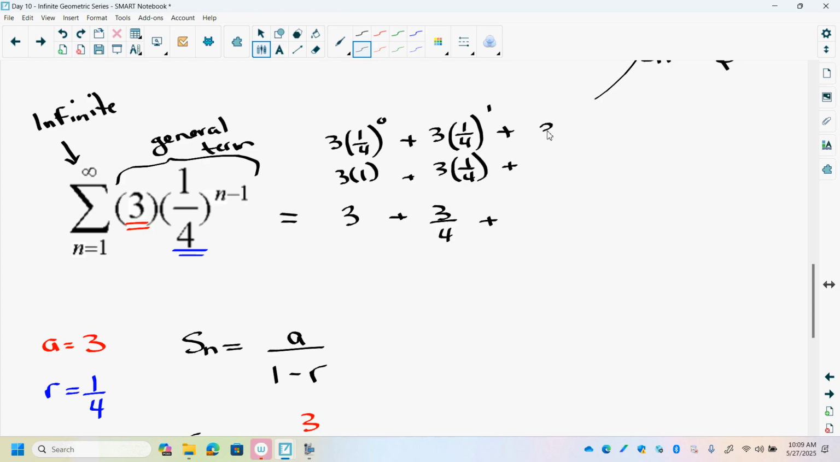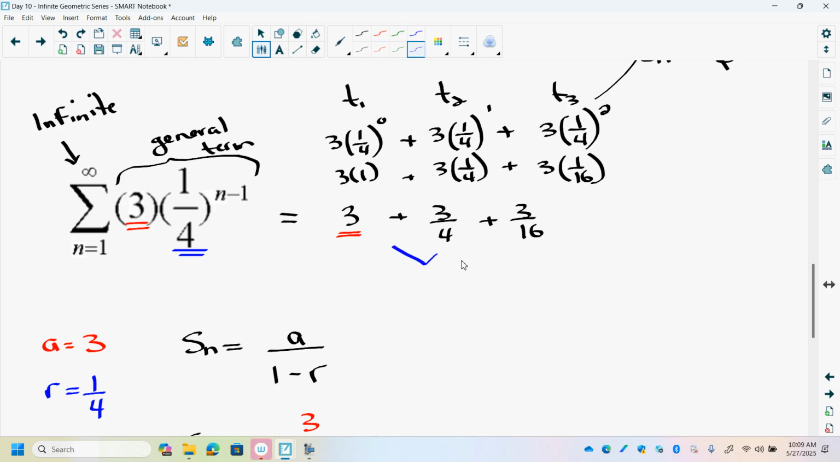The next term would be 3 times a quarter. Look at this, it is term 3, right? Term 1, term 2, term 3. So what am I filling in for the n value? A 3. What's 3 minus 1? So I have 3 times a 16th. 1 squared is 1, 4 squared is 16. I have 3/16. Easy to see that A is 3, yes?